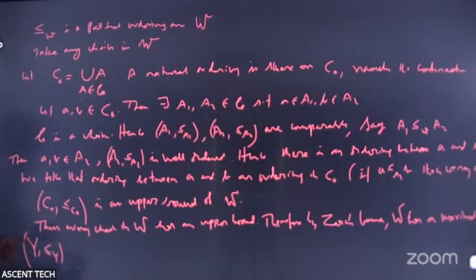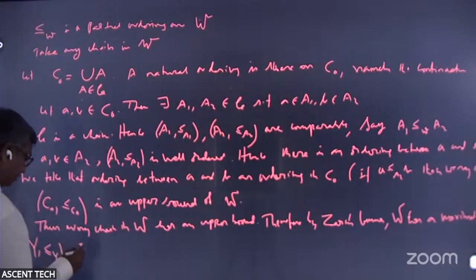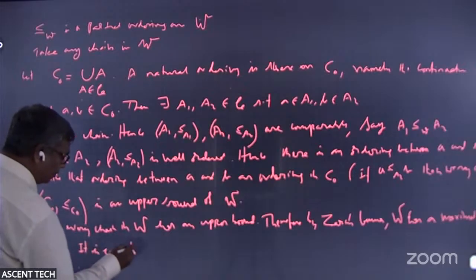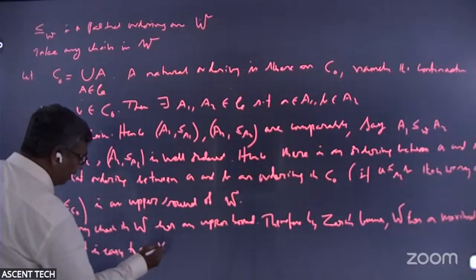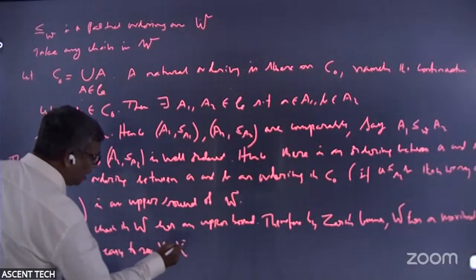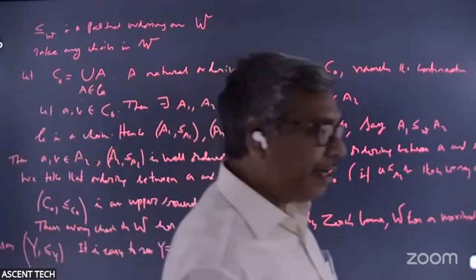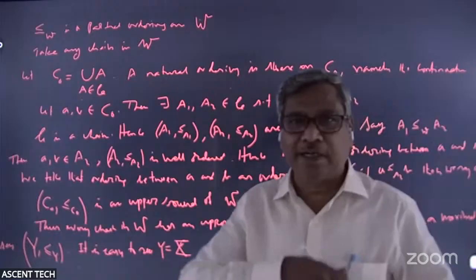I'm going to claim that y has to be x. Say y is the maximal element. It is very easy to claim that y equals x. Easy to see, y equals x, which means finally x with appropriate ordering is in W, that is, x is a well-ordered set, and we are done.